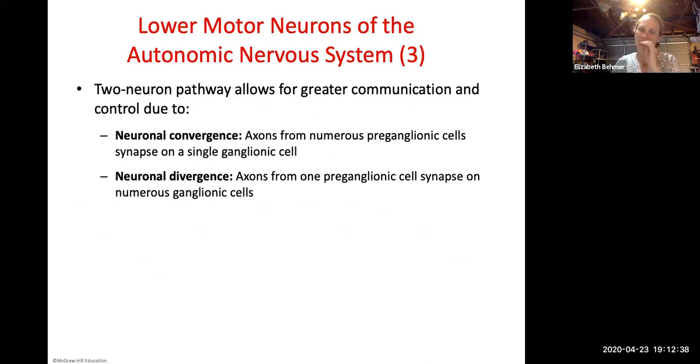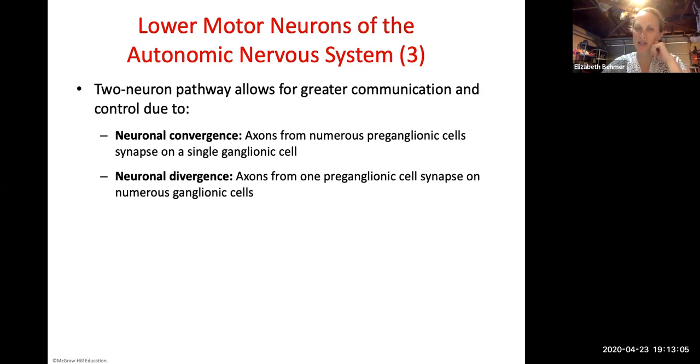Okay, having these two neurons communicating helps to control the cause and effect of the whole nervous system a lot better. And that's due to neuronal convergence and neuronal divergence. And you should know what these two mean. If you know what the words converge and diverge mean, these should be easy to think about matter-of-factly.